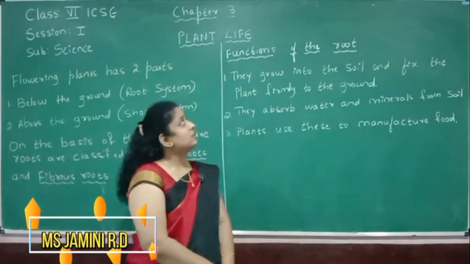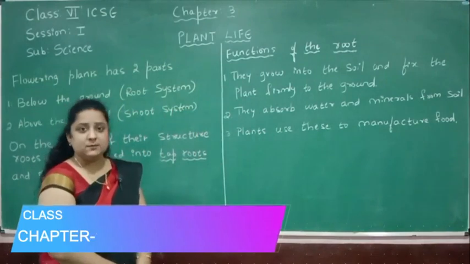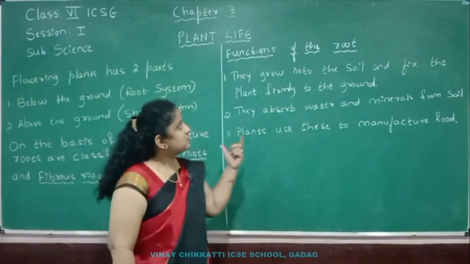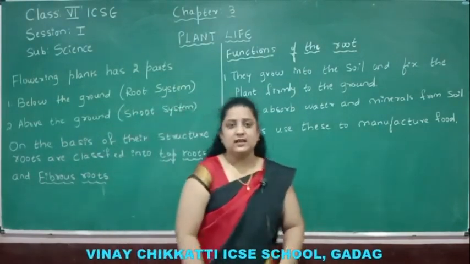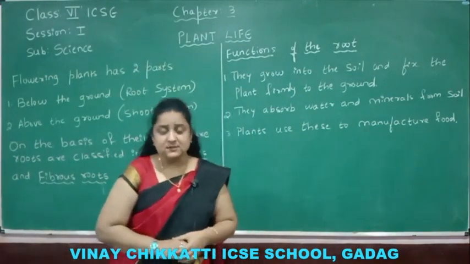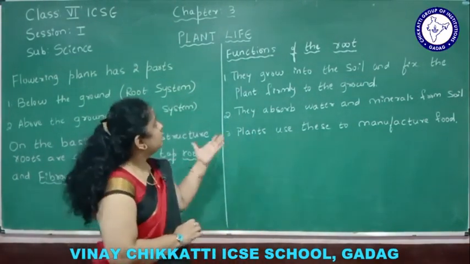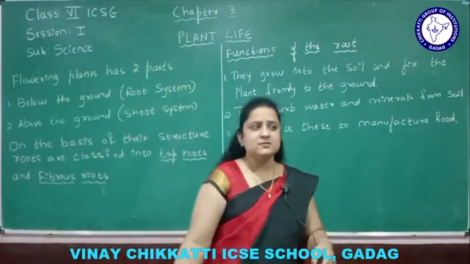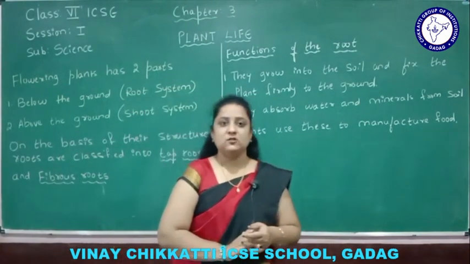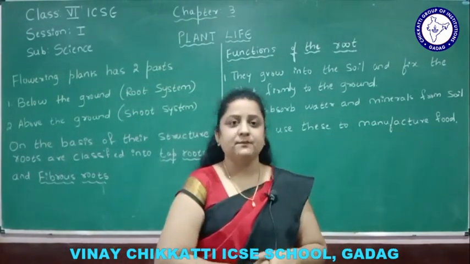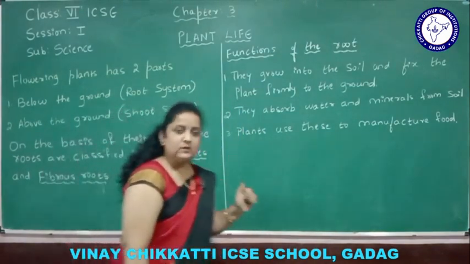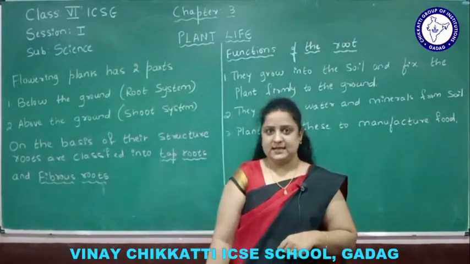Today we are going to start a chapter called Plant Life. That is chapter number 3, class 6 ICSE Plant Life. Before starting the chapter, there are living organisms. Living organisms include plants, animals, microorganisms, including human beings. So plant life. You have seen so many plants surrounding you, right? There are so many different varieties of plants. There are flowering plants, non-flowering plants, etc. So in this chapter we are going to discuss only flowering plants.